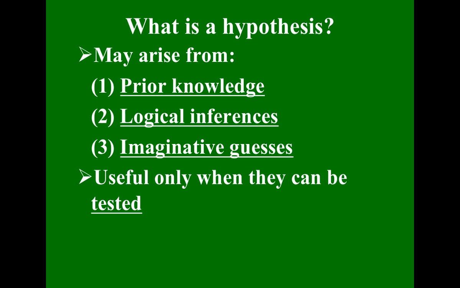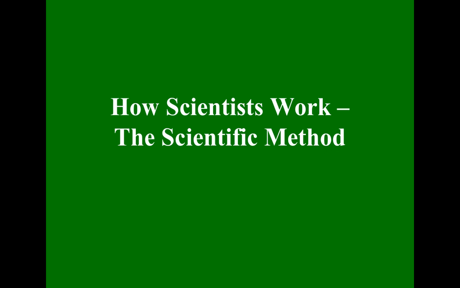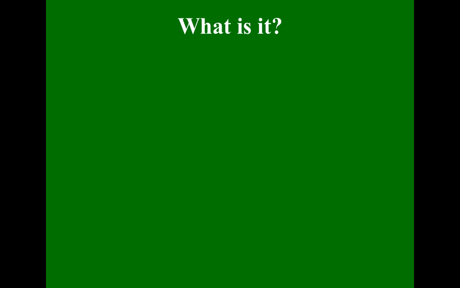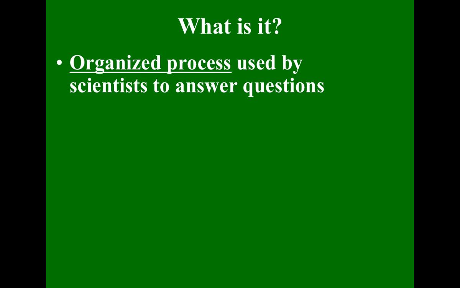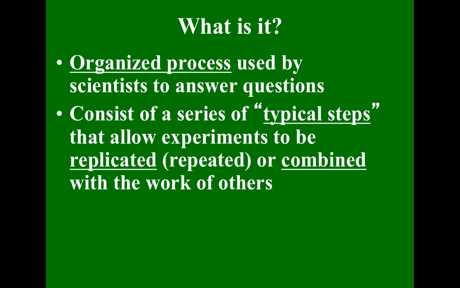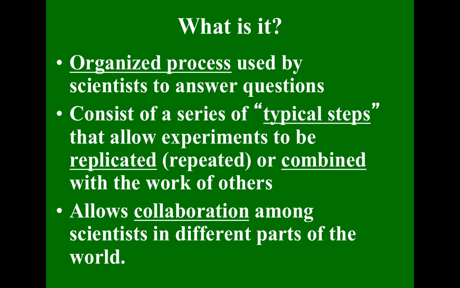So we take all of this information and we put it together in a way that all scientists follow, and that is the scientific method. Now, the scientific method is basically that organized process that we use to try to answer questions. There is a series of typical steps that allows us to replicate or repeat our experiment or even combine it with the work of others. What this allows us to do as scientists is collaborate. We can work together with other scientists in different parts of the world.